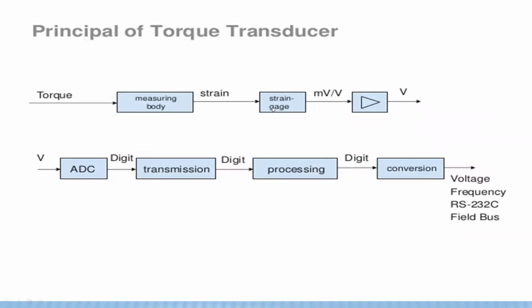So what is the principle of torque transducer? If we want to calculate the torque, first of all, we take the measuring body and the strain is applied on that body, based upon that strain gauge. The strain is applied on that strain gauge, and finally it gets the change in volume to the original volume.